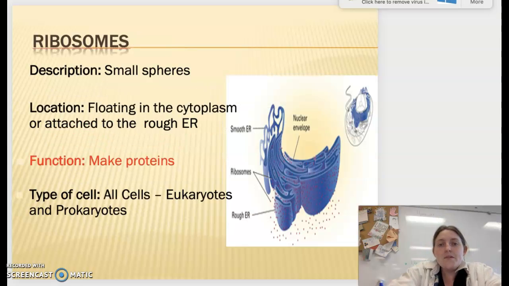Ribosomes. Ribosomes are teeny tiny dots found throughout the cytoplasm or attached to the rough ER. They're everywhere. Their job is to make proteins. They're the protein makers of the cell. You can find ribosomes in every type of cell: bacteria, fungus, prokaryotes, eukaryotes, animal, plant, protist. Anything that is made up of a cell has ribosomes because you need proteins.